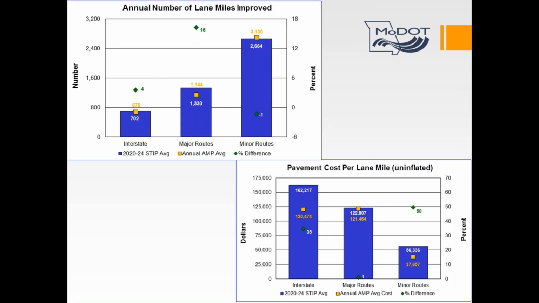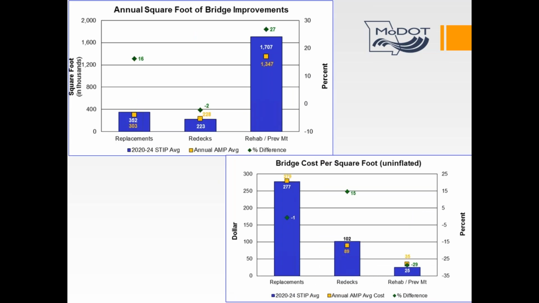We also measure the number of lane miles, pavement cost per lane mile, to know if our assumptions need to be adjusted. We do similar measurements with bridges, again, to know if we have to make any adjustments on our assumptions.